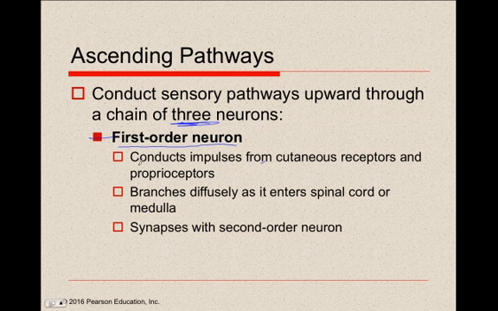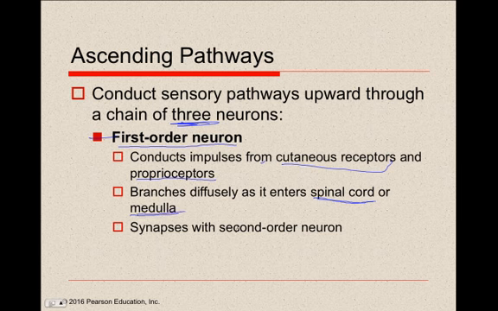So this is going to be the neuron that's taking impulses from cutaneous receptors, meaning receptors at the skin, and then proprioceptors in the muscles, right? So first order neurons are taking information from those primary sensory areas in the skin, again, in the muscles as proprioceptors, and carrying them back to the spinal cord or all the way up to the medulla. Okay, so they'll usually synapse with a second order neuron somewhere in the spinal cord or the medulla.